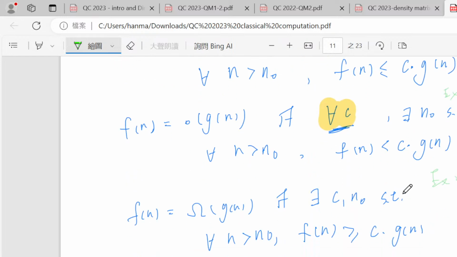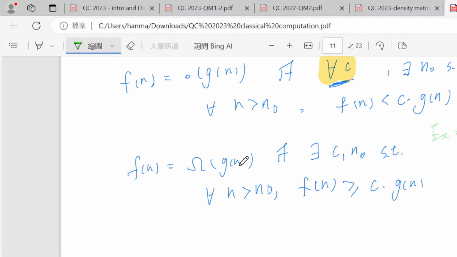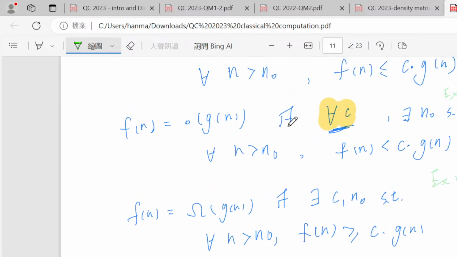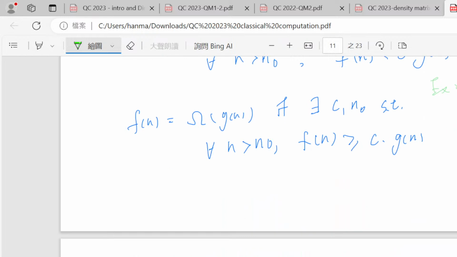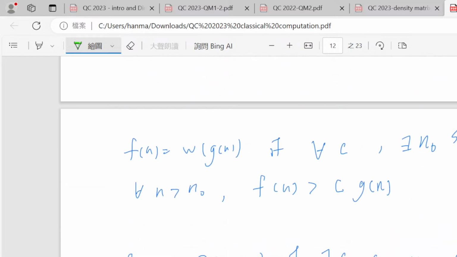Yeah, and then we have two things that are the other way around. Big omega and small omega are basically the same thing, but where big O is less than or equal to, we have greater than or equal to. So g is really a lower bound of f, and small omega is similar.